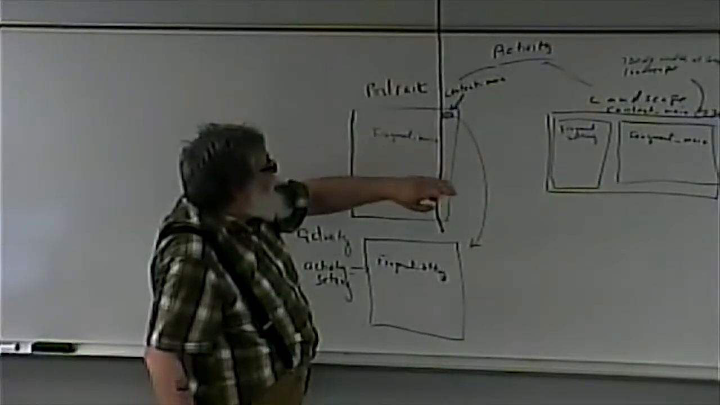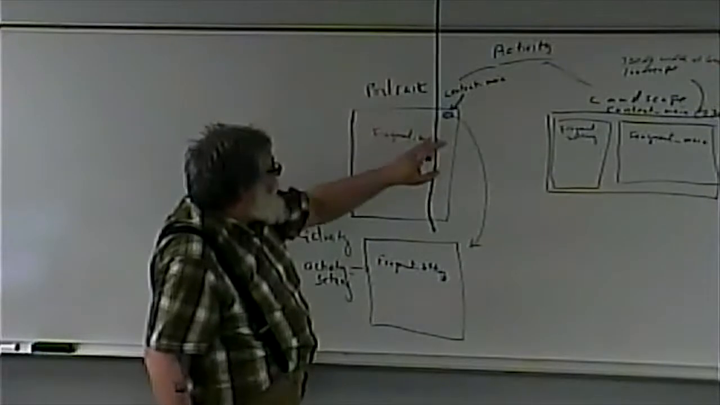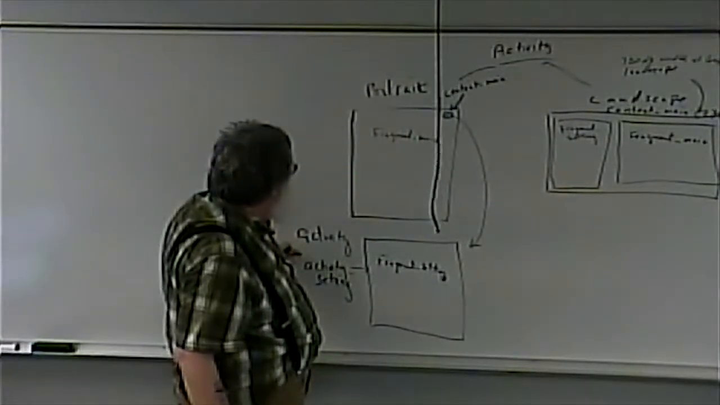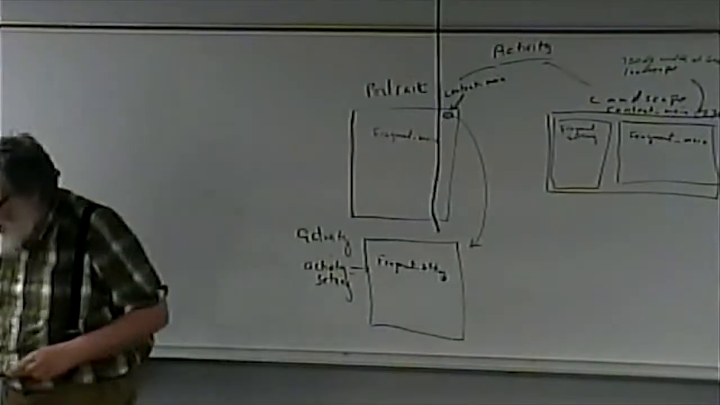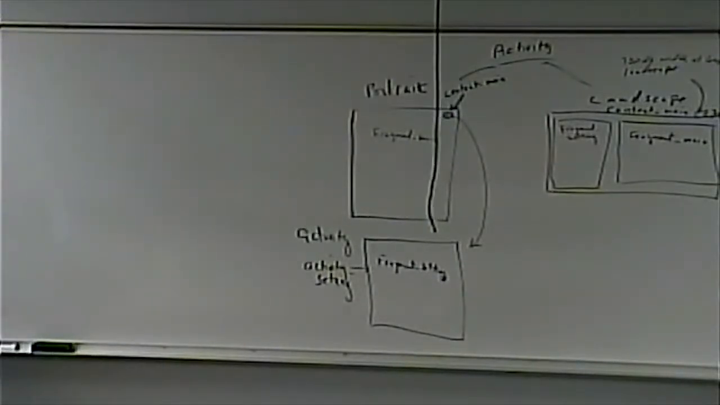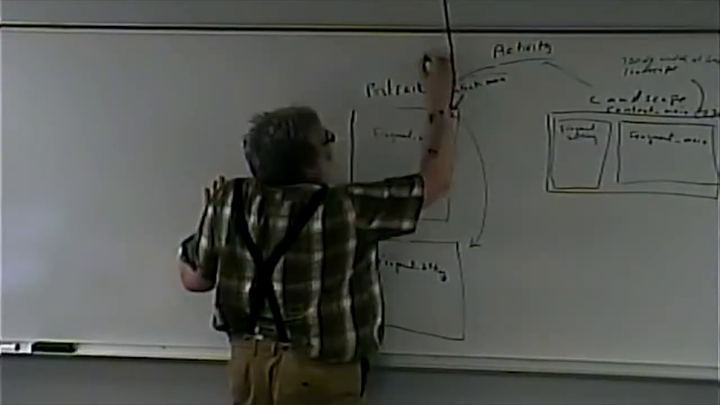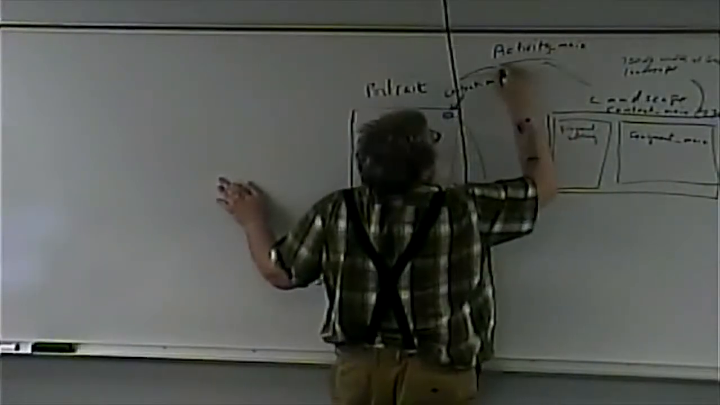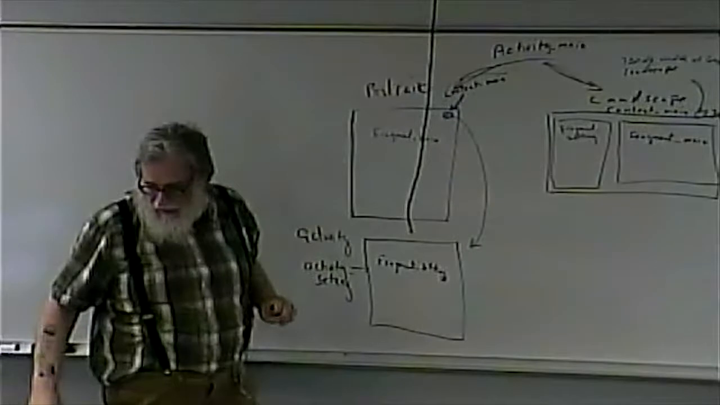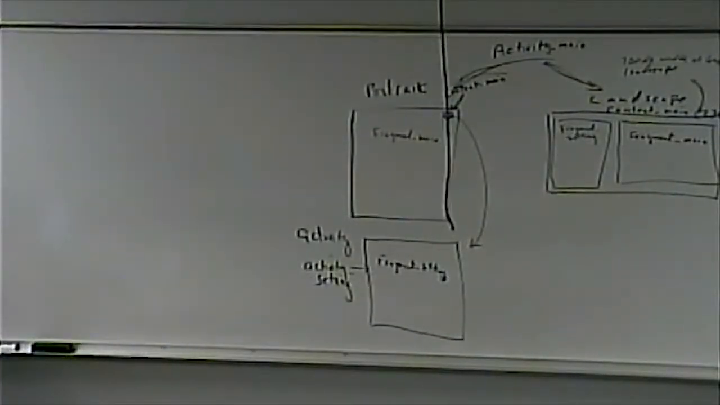So I have 1, 2, 3, 4, 1, 2, 3, 4. There are 1, 2, 3, 4, 5, 6, 7. I'm missing activity main. Oh, activity main. Activity main is simply a holder for these content mains. So activity main contains these two content mains. All right, and activity setting is going to contain the content setting.